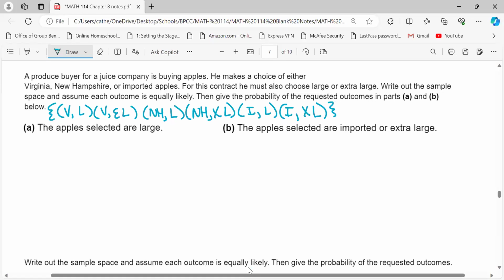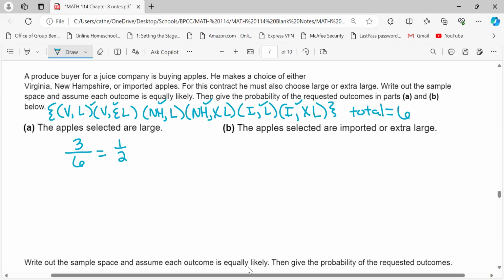Now, if you look at all the possible outcomes, we have 1, 2, 3, 4, 5, 6. 6 possible outcomes. So the total are 6 different types of apples. All right, so they want to know what is the probability that the apple that you select is large. Okay, so we have Virginia large, New Hampshire large, and imported large. So there's 3 out of 6 that are large, and that's going to reduce to 1/2. You do have to have a fraction. It does have to be simplified.